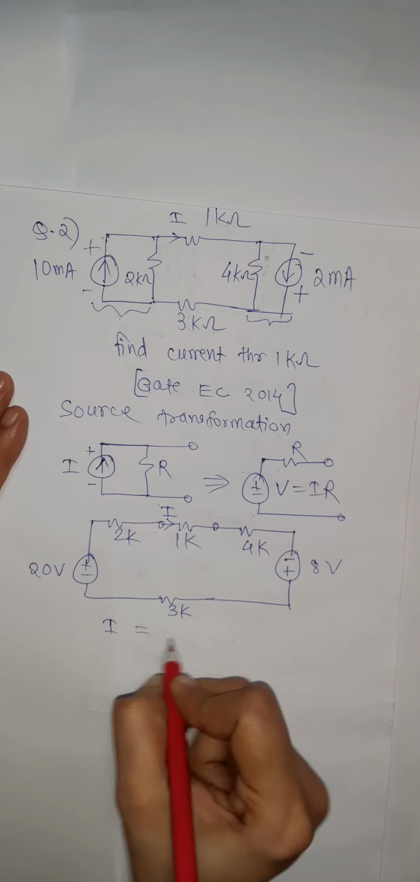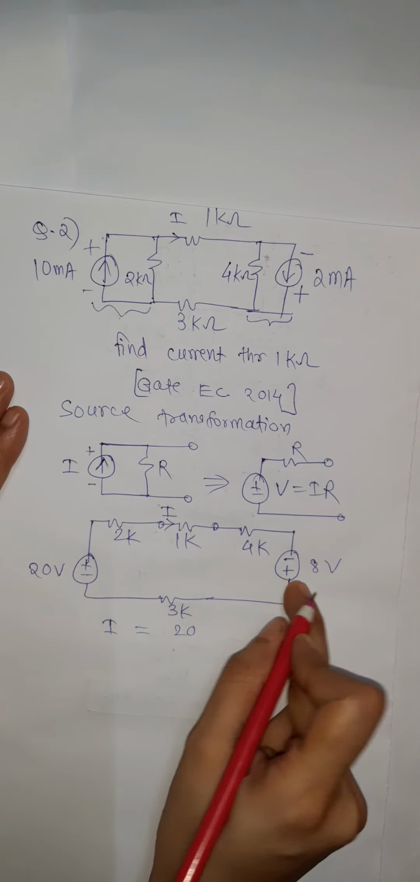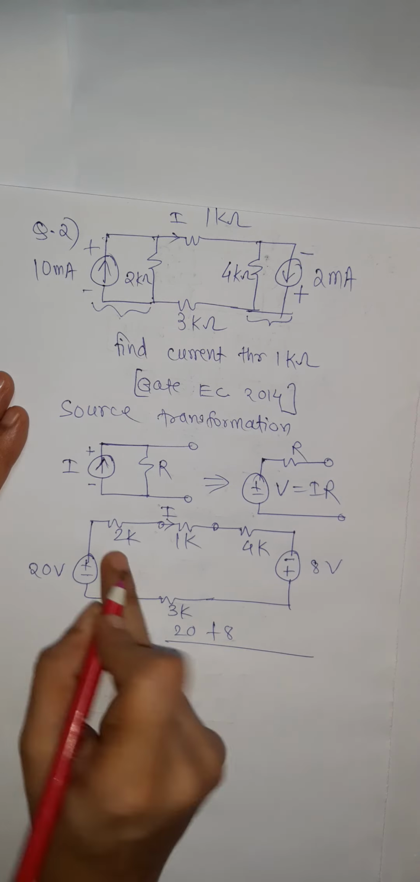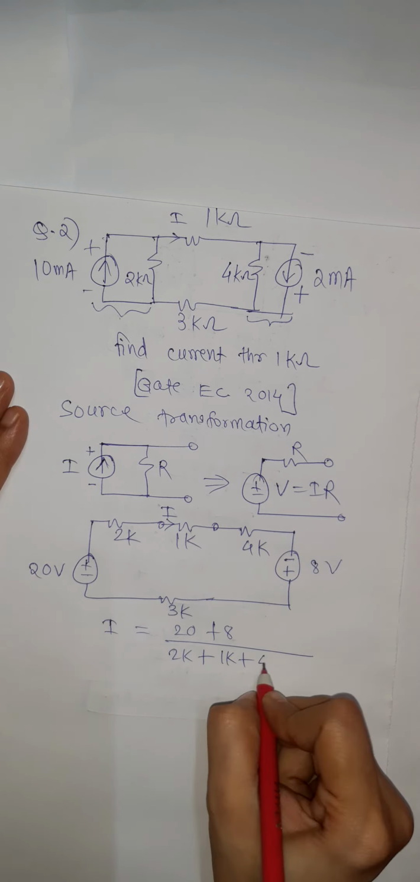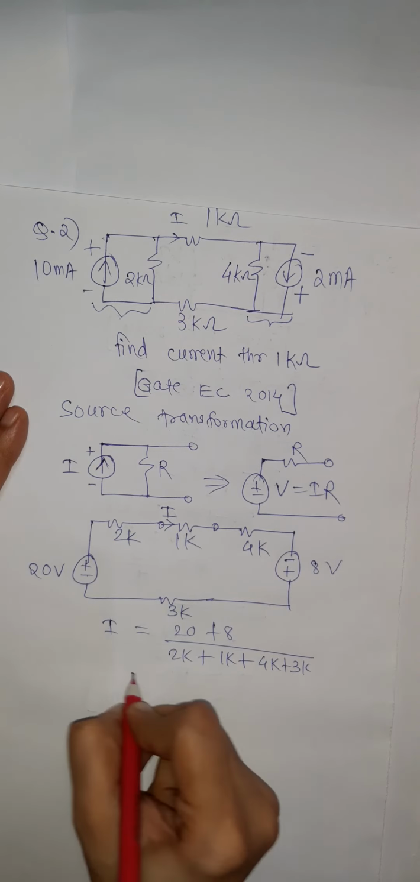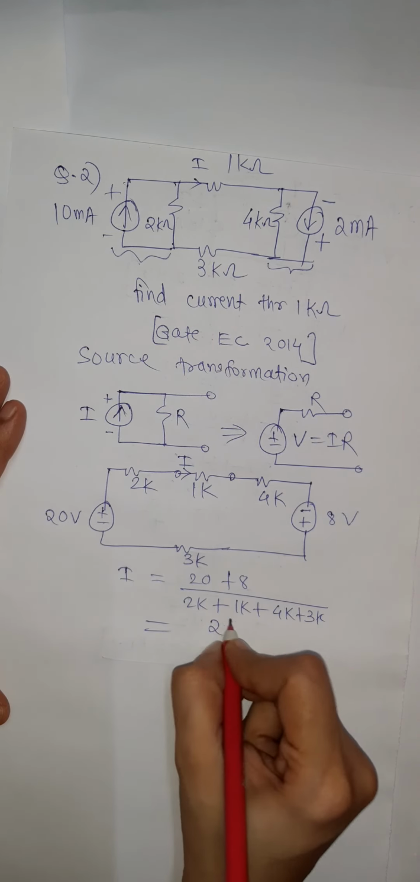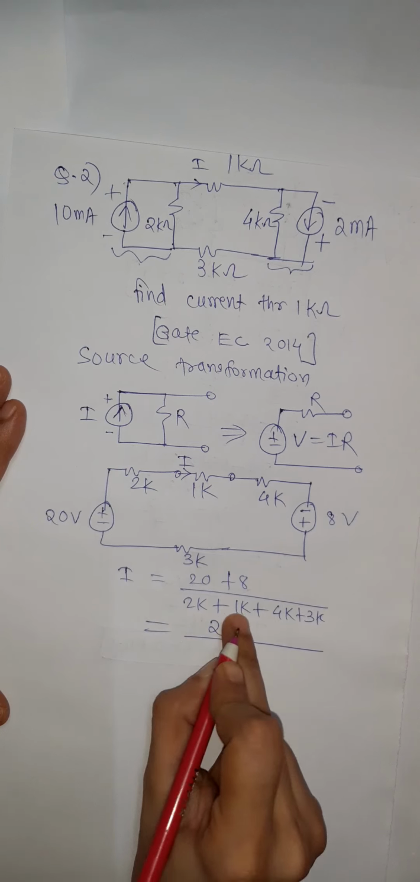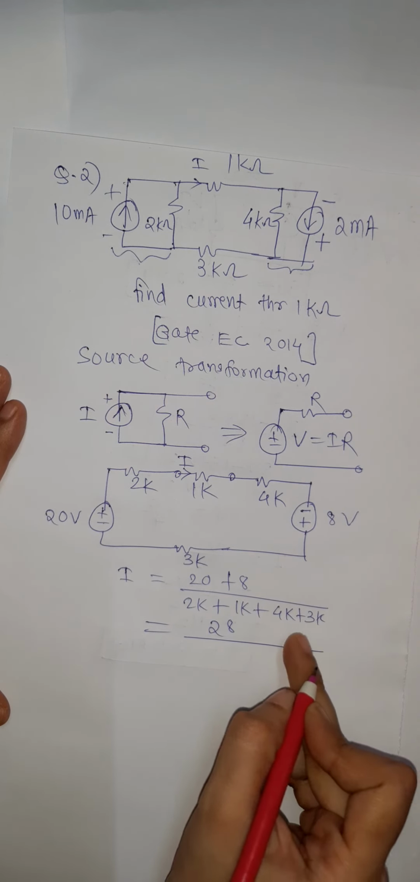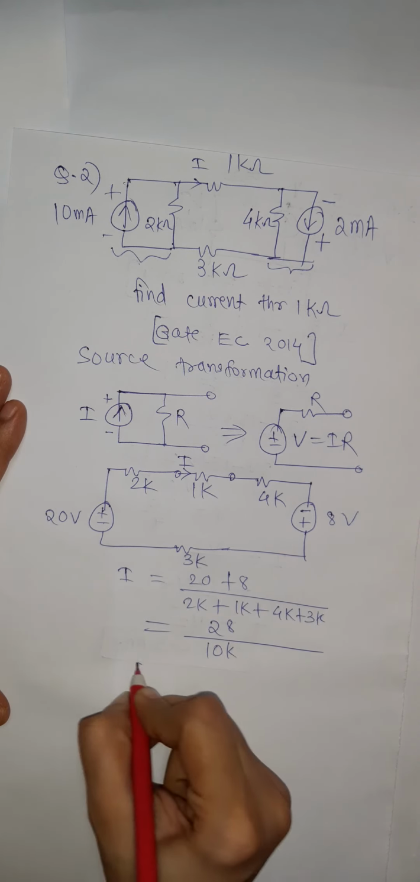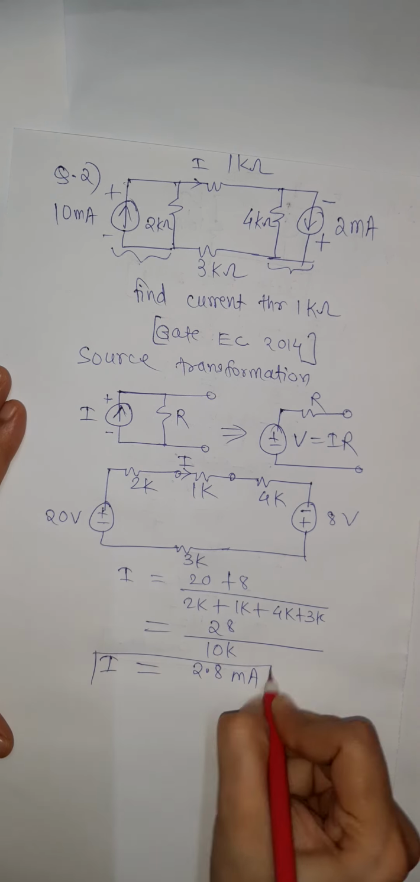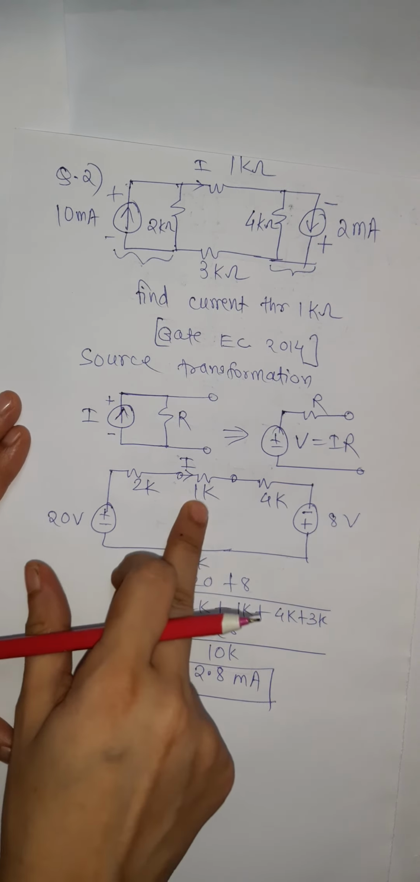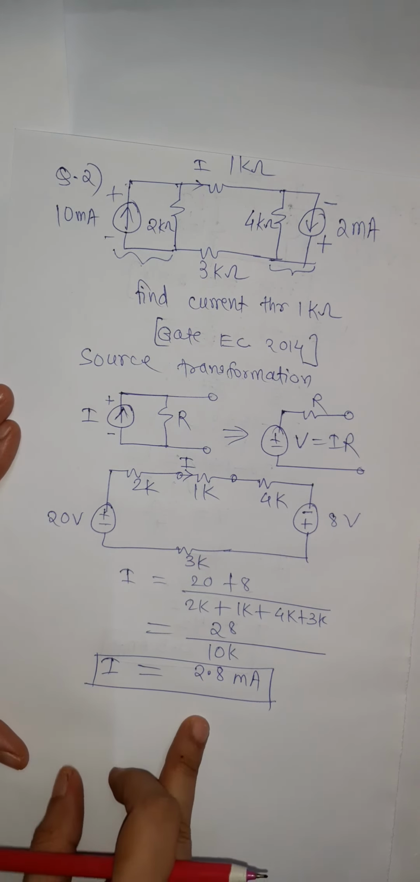Current I is equal to 20 plus 8 divided by 2K plus 1K plus 4K plus 3K. So it is 28 divided by 2 plus 1 is 3, 3 plus 4 is 7, 7 plus 3 is 10, 10K. So it will be 2.8 milliampere. The current flowing through this branch, that is the 1 kilo ohm resistor, is 2.8 milliampere.